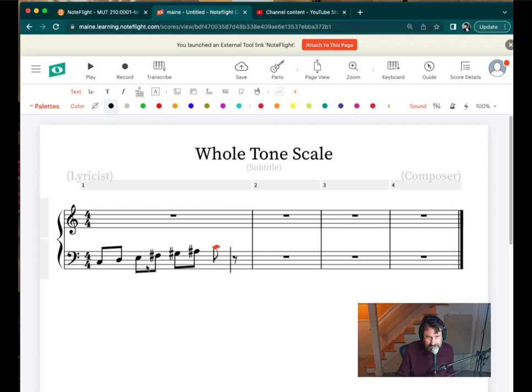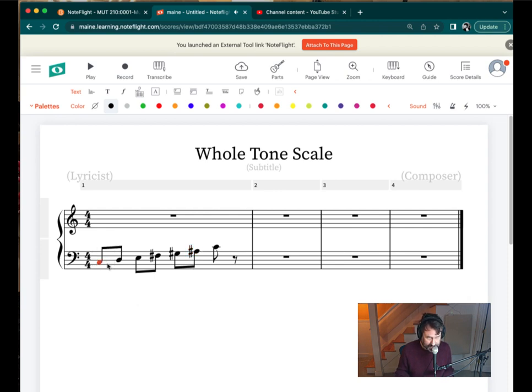Our notational system is not super well designed for this scale because we have this awkward interval here of a diminished third when really it's just another whole step, right? And if we decided to try to fix that by spelling this as B flat, then we've got that problem here. Now, the sound of the whole tone scale, I think, is pretty common.